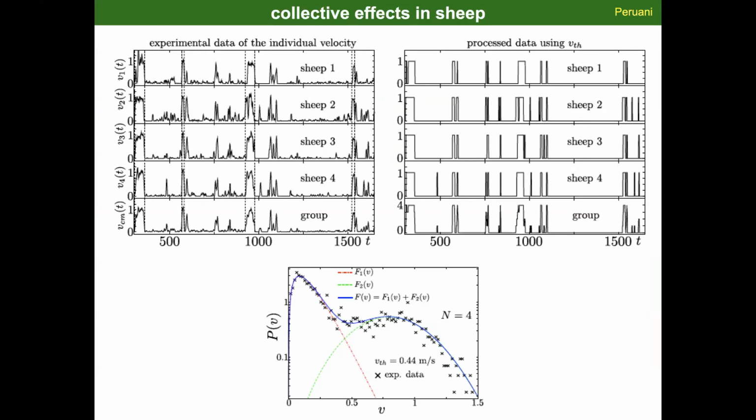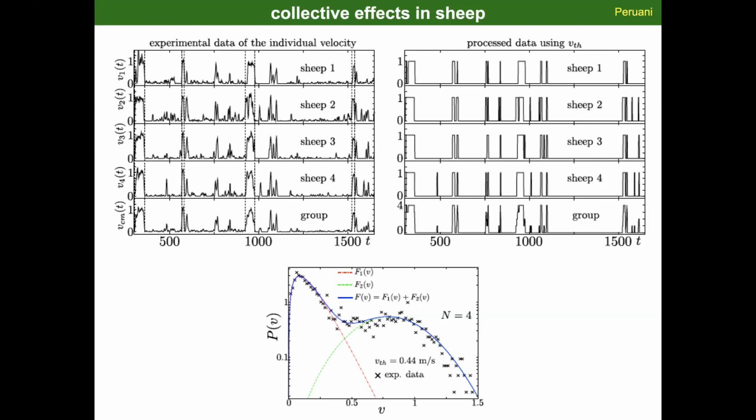And now what we can do is define a threshold, also looking at the histogram of the speed and defining a threshold. And then you can convert the signal into a binary signal, in order to define when the sheep is moving and when it's not moving.